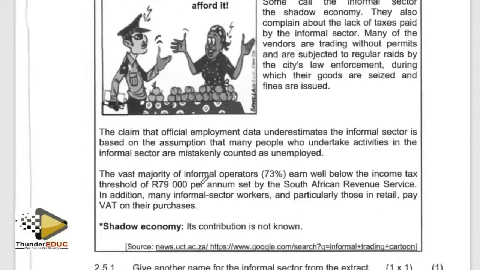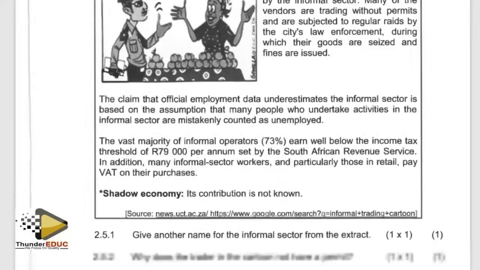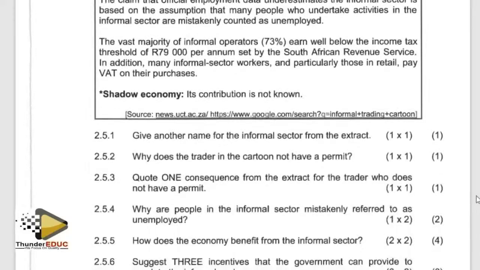So what is a shadow economy? The contribution is not known. It means there's no proper data. We don't see their contribution generally. 2.5. Give the other name for the informal sector. Shadow economy. Okay.